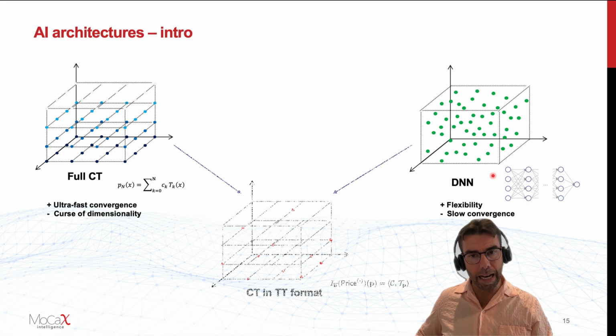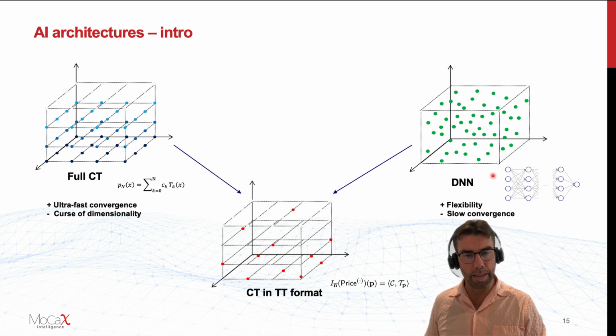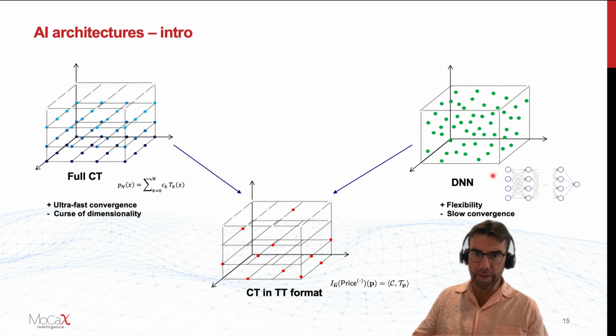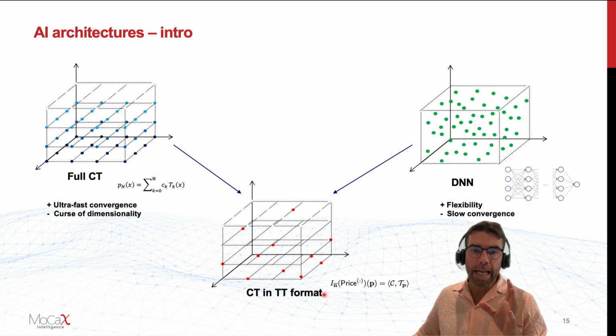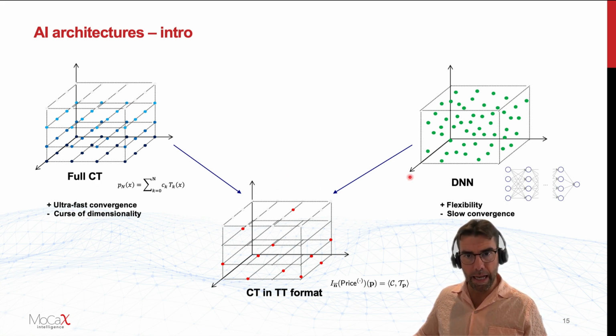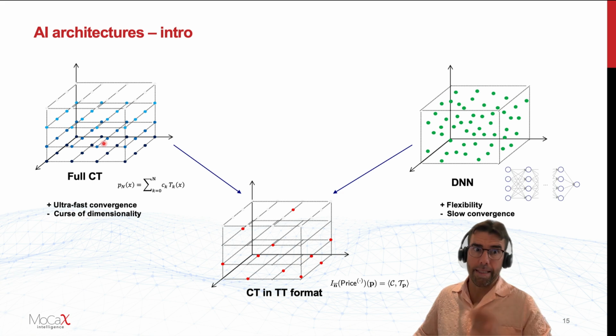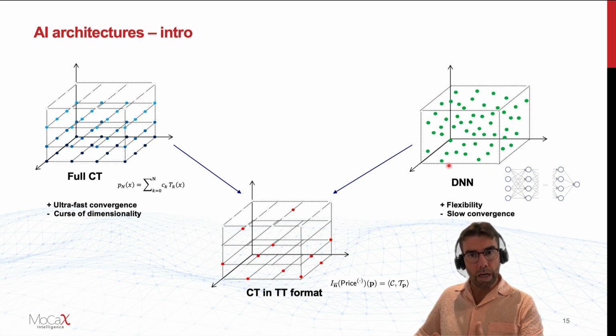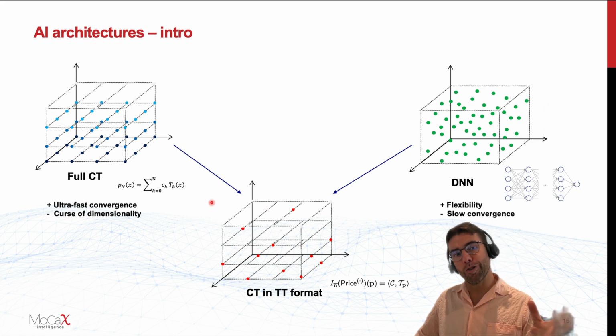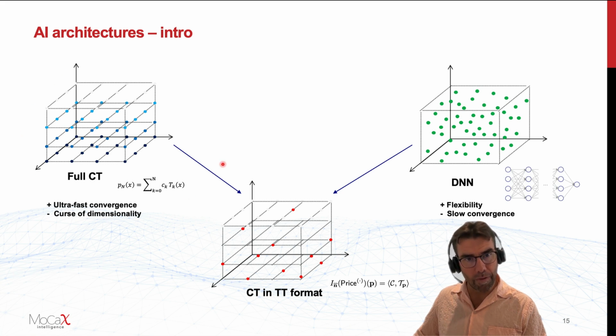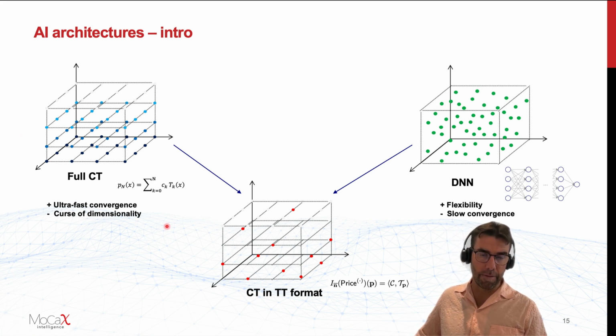But then we have another type of tensor, which is a Chebyshev tensor in TT format, which is a hybrid of full Chebyshev tensors and DNNs. In a Chebyshev tensor in TT format, we explore the space randomly like a DNN, but the random points are Chebyshev points from a full Chebyshev tensor. So we are exploring the space randomly on the Chebyshev points. Because of that, we inherit some of the flexibility of the DNNs, but at the same time, we also inherit the exponential, ultra-fast convergence of the full Chebyshev tensors.